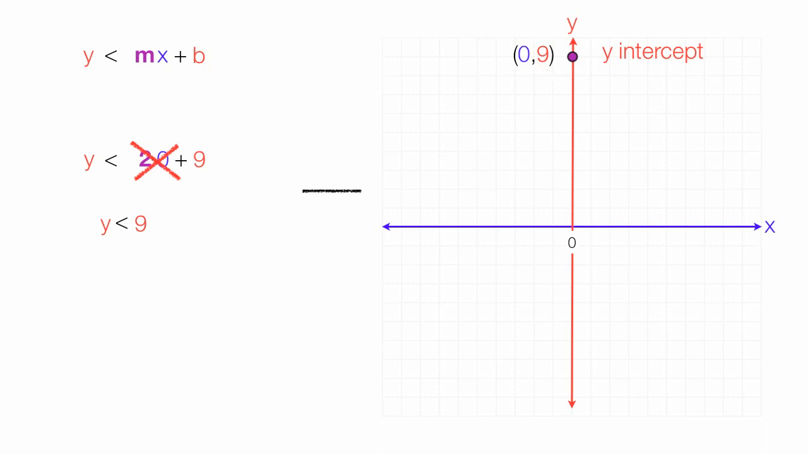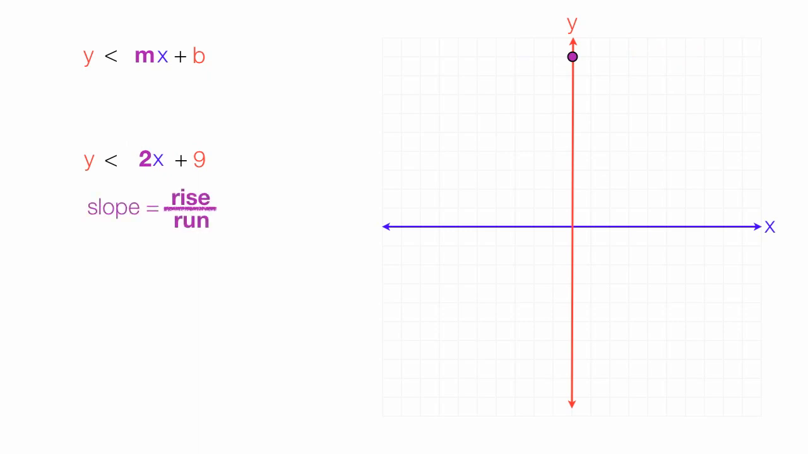Sometimes it's useful to make an xy table, like a little t here. We have x and y, and I'll put in here 0 and 9. We basically graph this the same way as we would any equation. The slope of a line is equal to the rise over the run. In this case, it's going to be 2 over 1, which is the same thing as 2, of course. So I go up 2 and to the right 1, or down 2 and to the left 1.